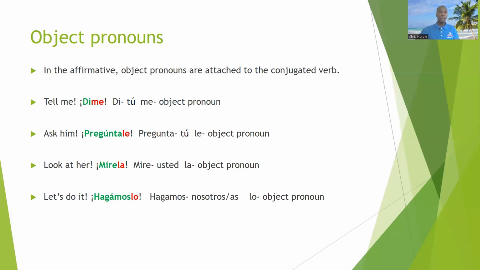So let's look at the first part, di. Di relates to the tú form of the verb, so we're obviously talking to someone that we know very well, and then the object pronoun will be me, which is indirect. Dime. Dime, right. So you see on the right, I would have broken it down. I would have isolated the verb and the object pronoun. So dime, tell me.